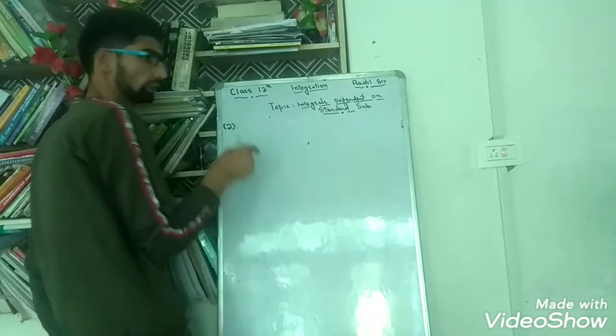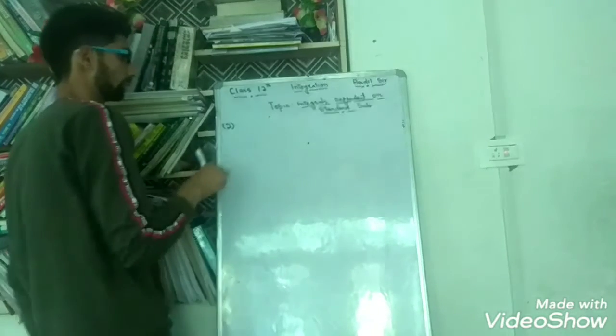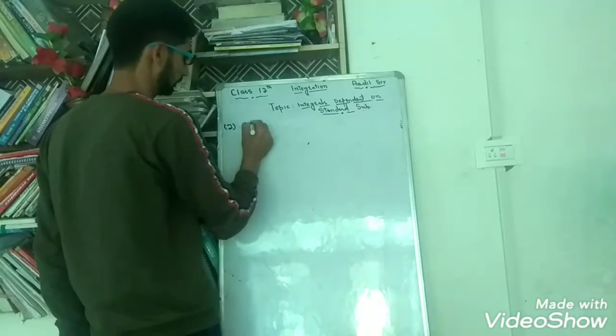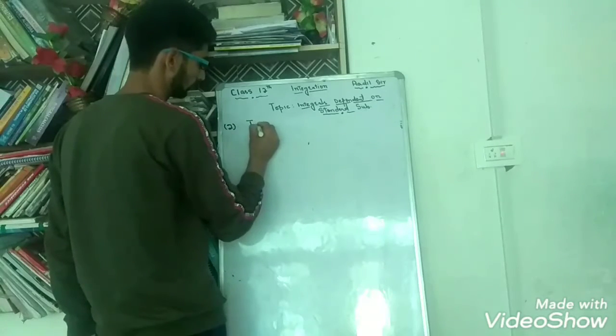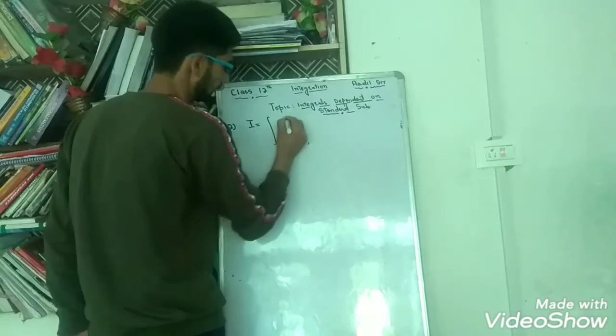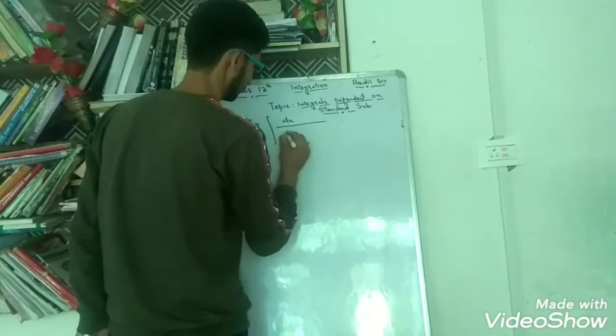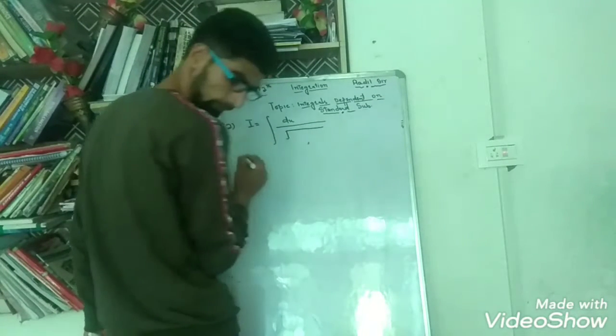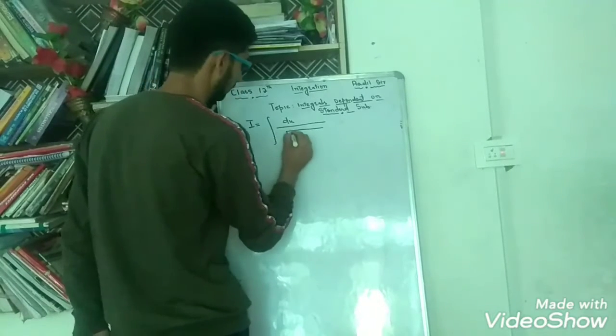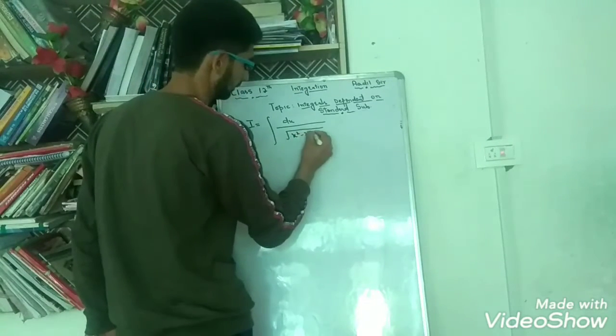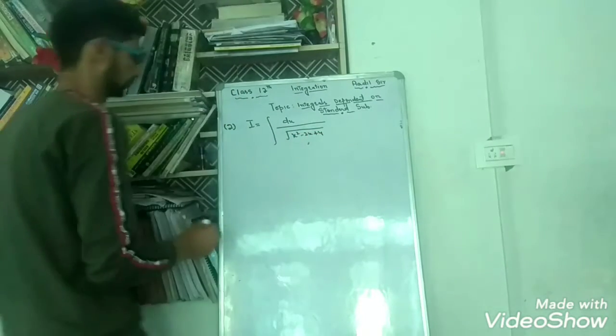Example number two, beta. The same example that explains the second method, I will take. If we have the integral I equal to the integral of dx divided by under root of, I will take a simple example now, x square minus 2x plus 4. So, solution, beta.